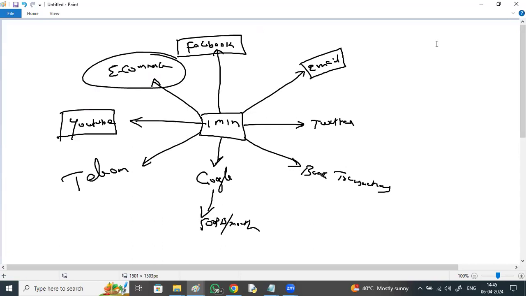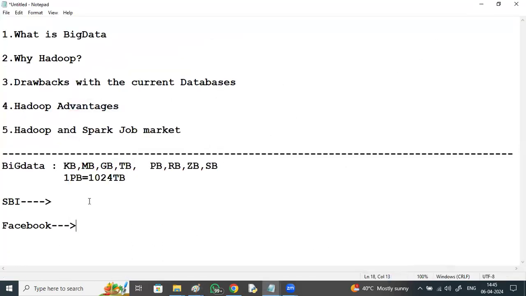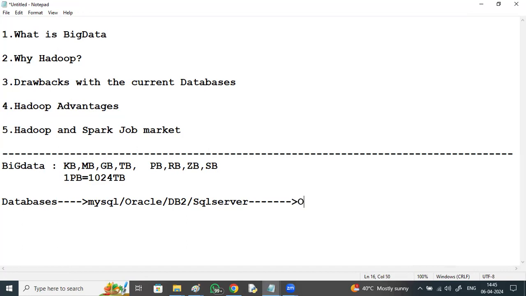Currently we have databases, and databases can handle data up to some extent. We have databases like Oracle, MySQL, DB2, SQL Server. All of these are used for OLTP, online transactional processing, for day-to-day operations.